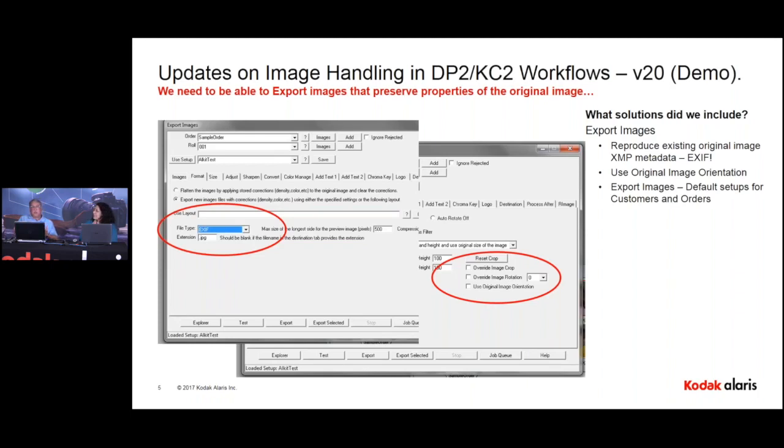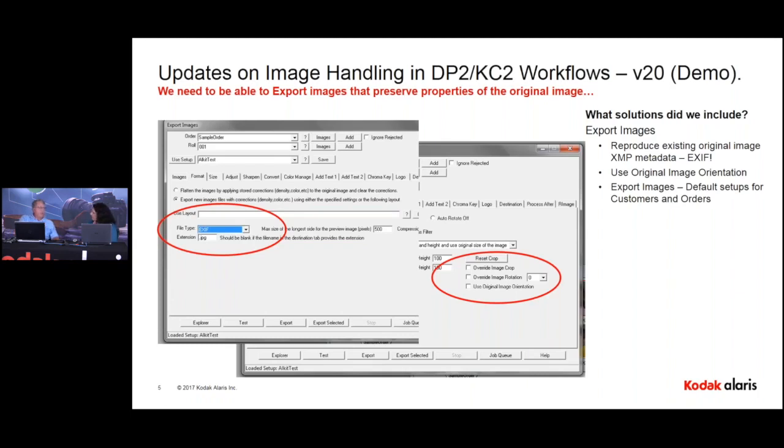When you do that, any existing camera metadata that's normally stored as EXIF tags, those tags are also preserved and reproduced. As you can see, we've just added that right to where we originally had overriding the image, setting the image rotation.